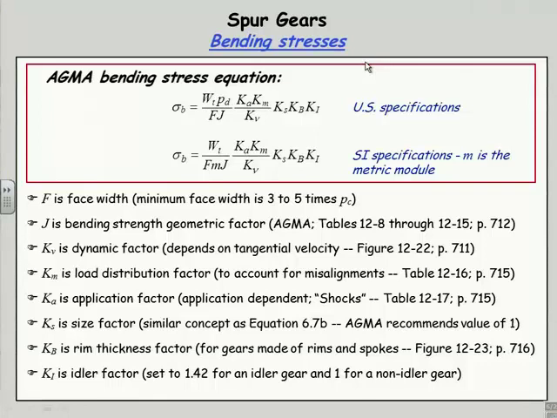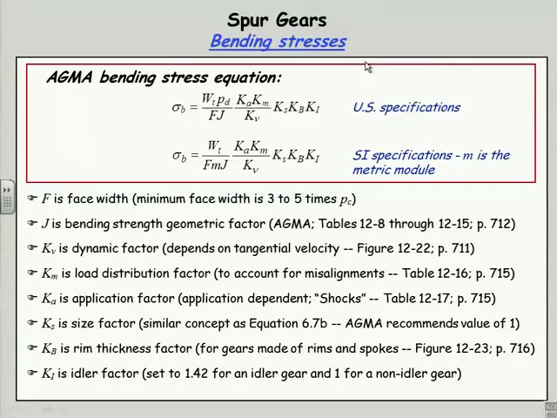And Britain had its own standard, which I think they've abandoned in favor of ISO, and so forth and so on. They'll all have a similar looking formula, but there'll be particular differences. And I don't go into any of those in the book other than to give you a few SI versions of some equations, largely involving the module rather than the diametral pitch. So the book is focused on the American standard. We're in America, after all.